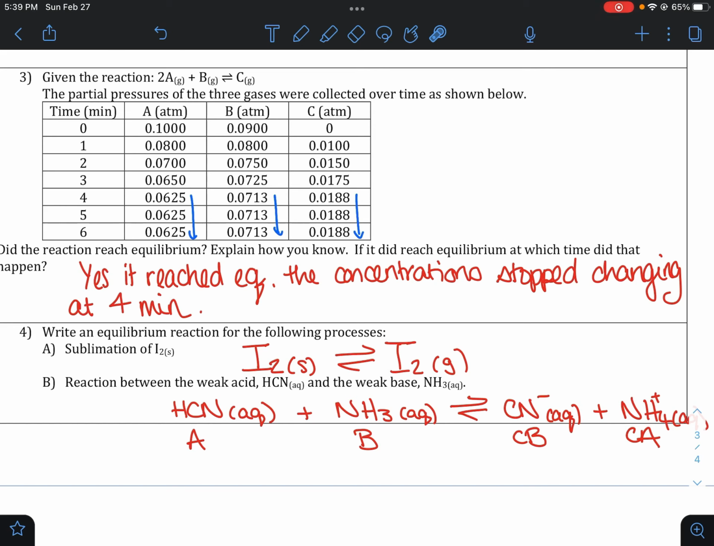Then B is a little bit more involved. You might have had to look some stuff up, which is totally fine for right now. But we have our HCN with NH3, both of those aqueous. We're going to have our double-sided arrow, and you should have looked up that it's going to become CN minus and NH4 plus.